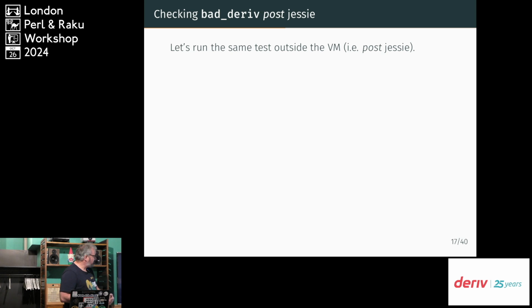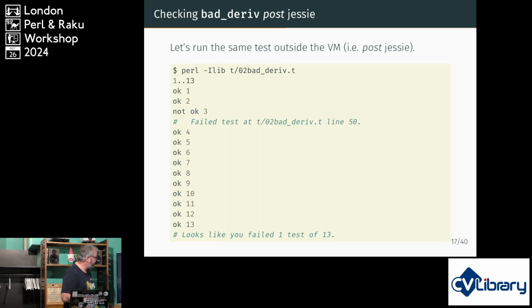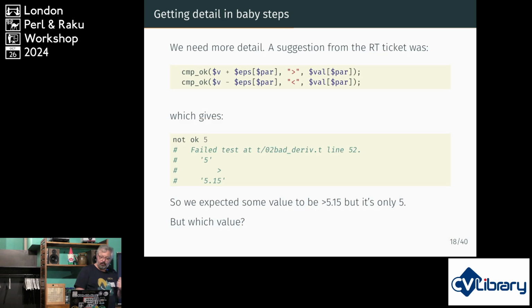right. So let's do post-Jessie, so to speak, and see what happens there. So in other words, we're outside the VM now, and for example, on my laptop, running it again. Okay, that doesn't help much, but we know at least that this is the third test in this particular suite that's not passing. Awesome. Now, someone made a good suggestion in the RT ticket to use the compare OK function to get a little bit more information. So we give it a little bit more detail.